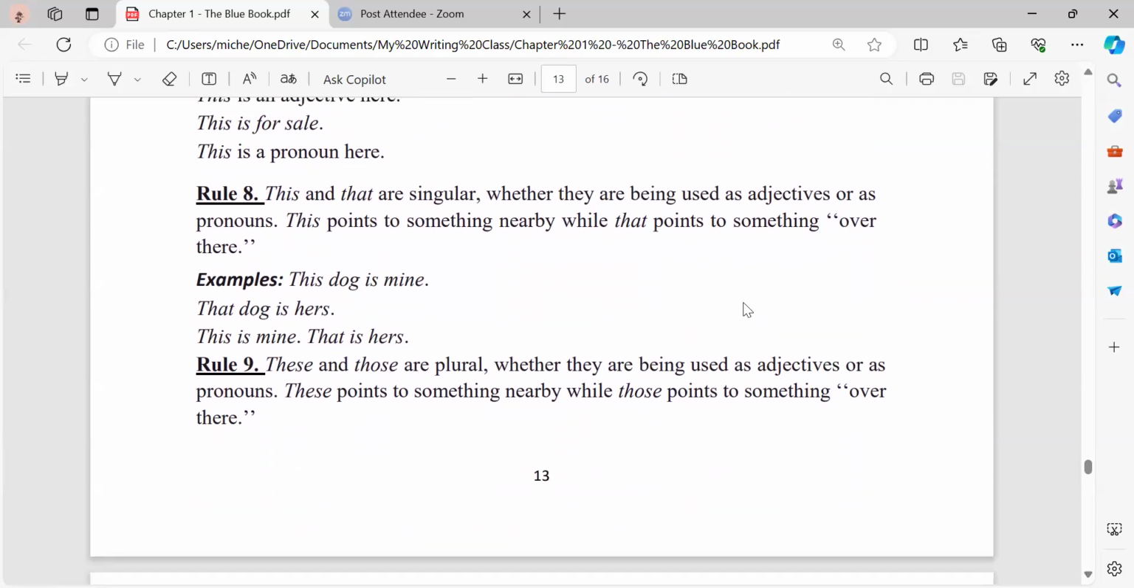Okay, so we are on to rule number 8. This and that are singular, whether they're being used as adjectives or as pronouns. This points to something nearby, while that points to something over there. So all of you probably are familiar with this. This dog is mine. That dog is hers. This is mine. That is hers. So I think it's pretty easy. This is used when we are describing nearby objects, and that points to something over there, which is kind of far away from us.